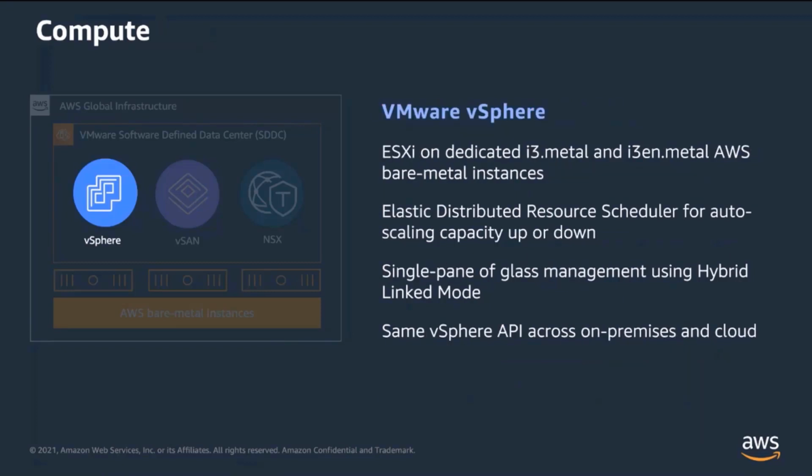Moving on to compute. So this is the hypervisor you're familiar with. This is ESXi running on top of our bare metal instances. There's no nested virtualization or anything. Today we have two instance types, i3.metal and i3en.metal. And you can choose which one you want depending on your core size, memory, and storage needs.